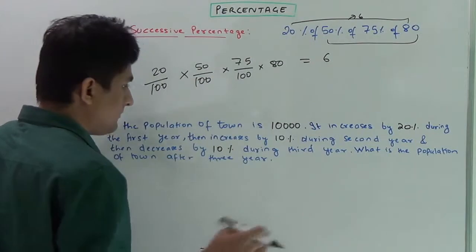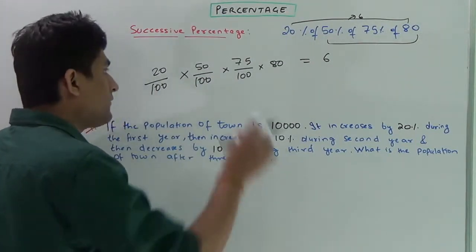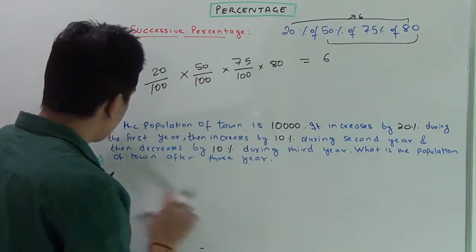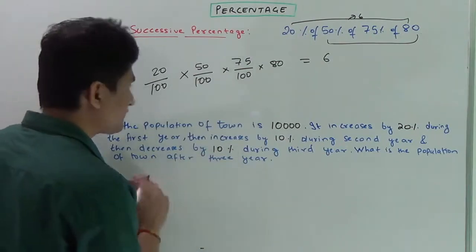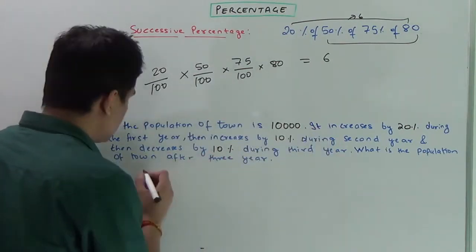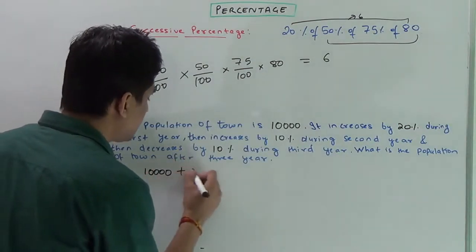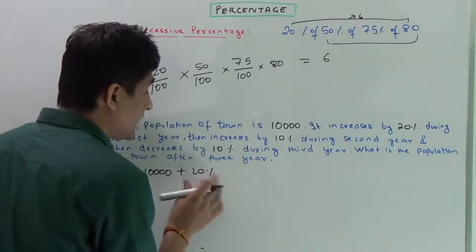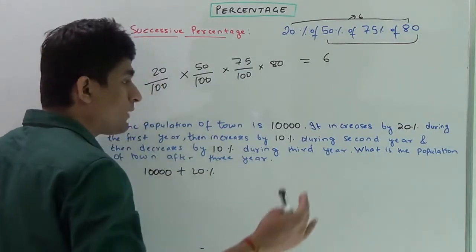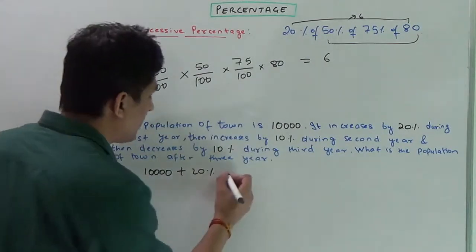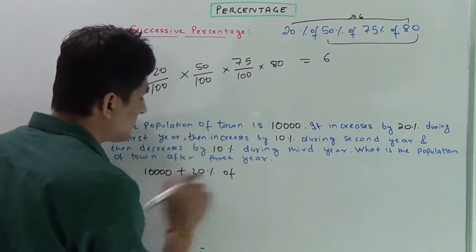I'll solve it by the basic method also, and then I'll frame a single line equation for this. Okay, let's see how we'll work on this type of question. See, the earlier population of the town was 10,000. Now it has increased by 20%. 20% of what? 20% of the population at the starting of that year, which was 10,000.